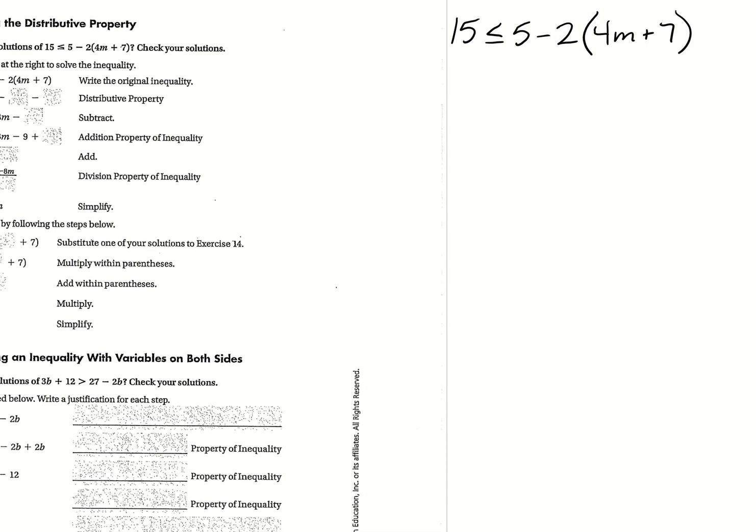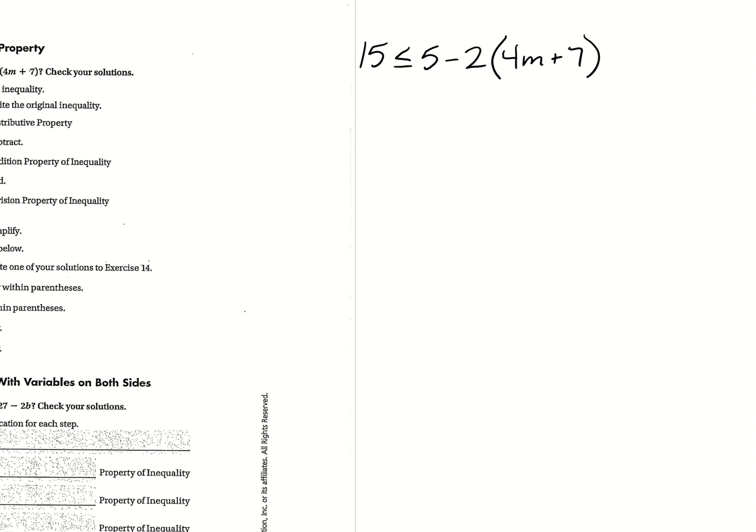They do give you most of the problem though, so just go ahead and make sure you are getting this done with me, just so that we can make sure we're on the same page on how to work through this. So first thing you're going to do is distribute. So we'll have 15 is less than or equal to 5 minus 2 times 4m is 8m, and then negative 2 times 7 is negative 14. Remember, this negative needs to also be distributed as well. Just make sure you do that whenever you distribute a negative number.